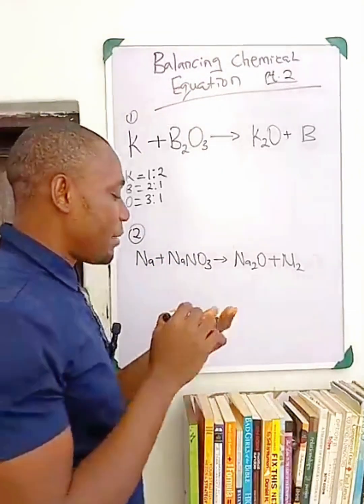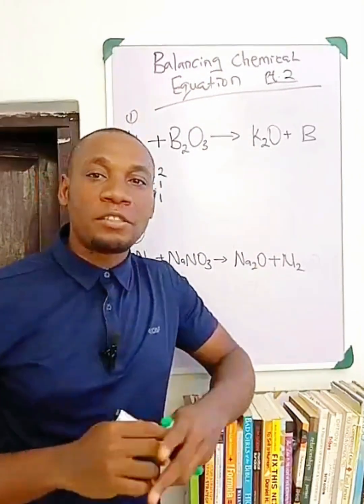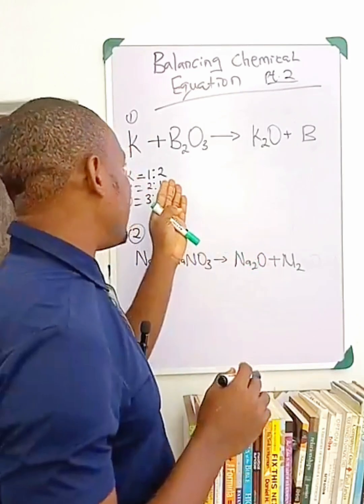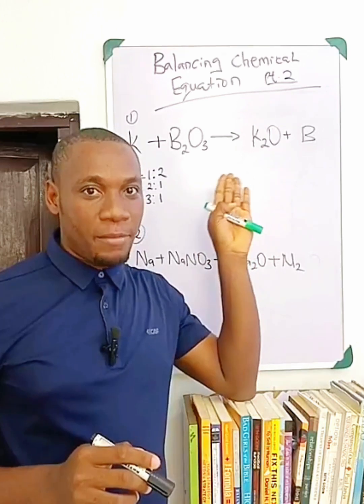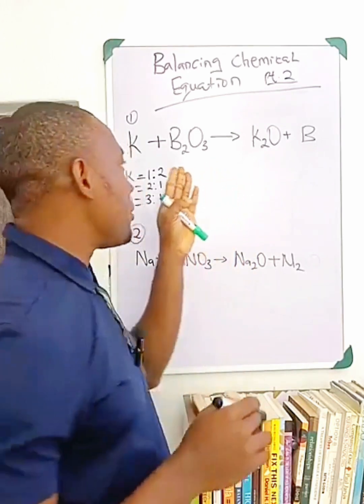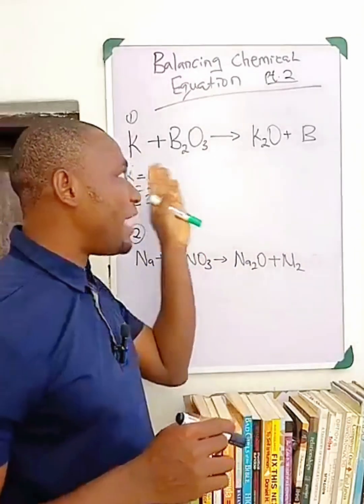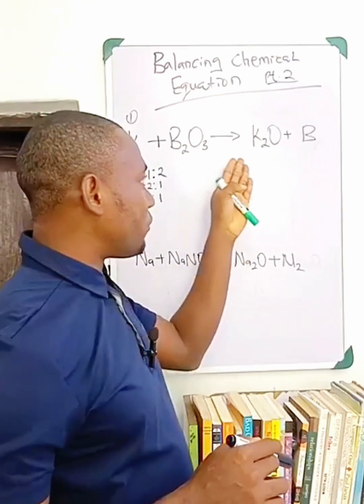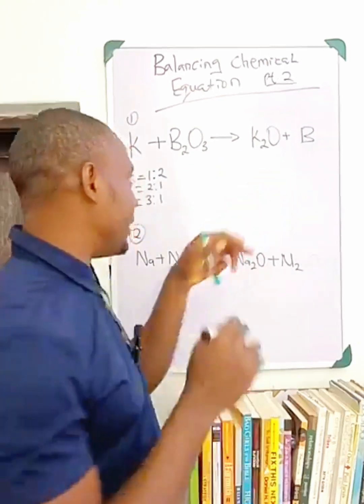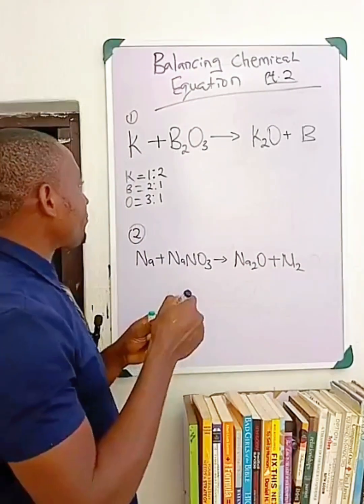Now, when you are balancing a chemical equation, one thing you must do first is to look out for the elements that have the least occurrence. You will start from them. Remember, we want to make sure that the number of atoms of elements on the reactant side is the same as the number of atoms of elements on the product side. Okay, let's start.